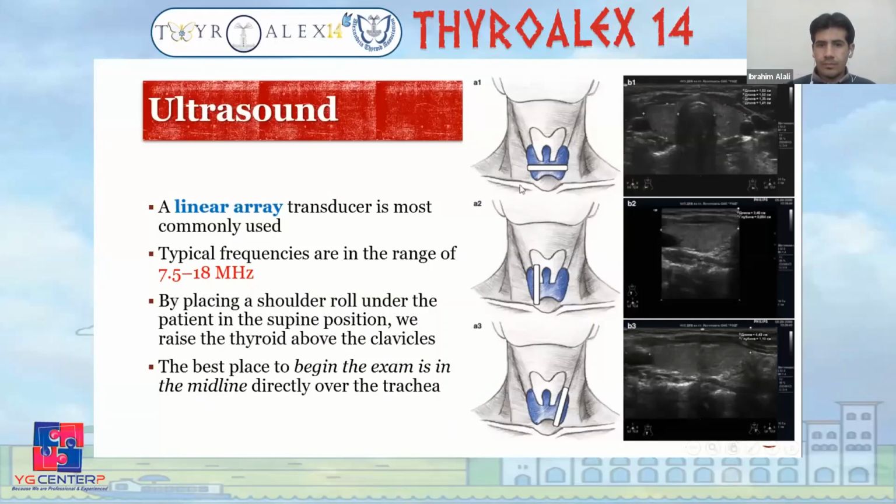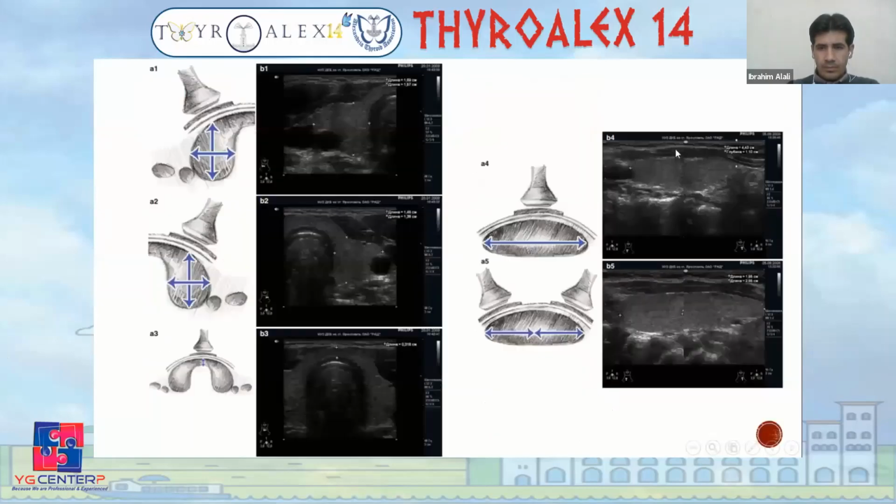We should put a roll under the patient's shoulders to raise them above the clavicles, and then we move the transducer just above the trachea, and move it through the thyroid lobes to survey the lobes as we see here. We will see the right lobe as shown here, and the left lobe here, and this is the isthmus, and this is the longitudinal aspect of the thyroid lobe.